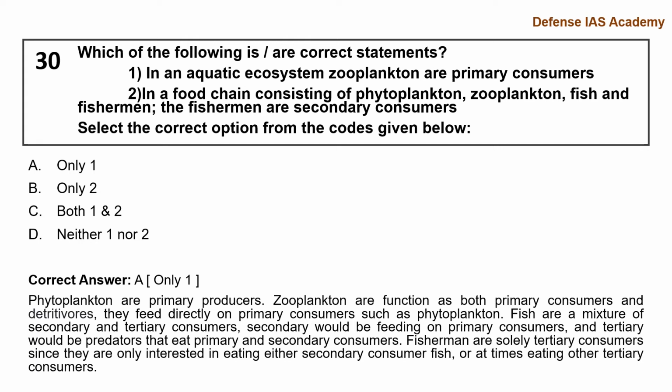Phytoplankton are primary producers. Zooplankton function as both primary consumers and detritivores. They feed directly on primary producers such as phytoplankton. Fish are a mixture of secondary and tertiary consumers. Secondary would be feeding on primary consumers and tertiary would be predators that eat primary and secondary consumers. Fishermen are solely tertiary consumers since they are only interested in eating either secondary consumer fish or at times other tertiary consumers.